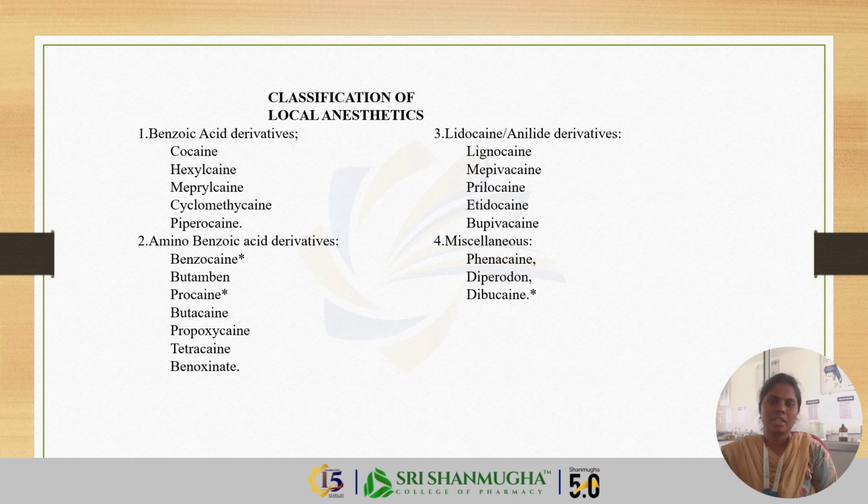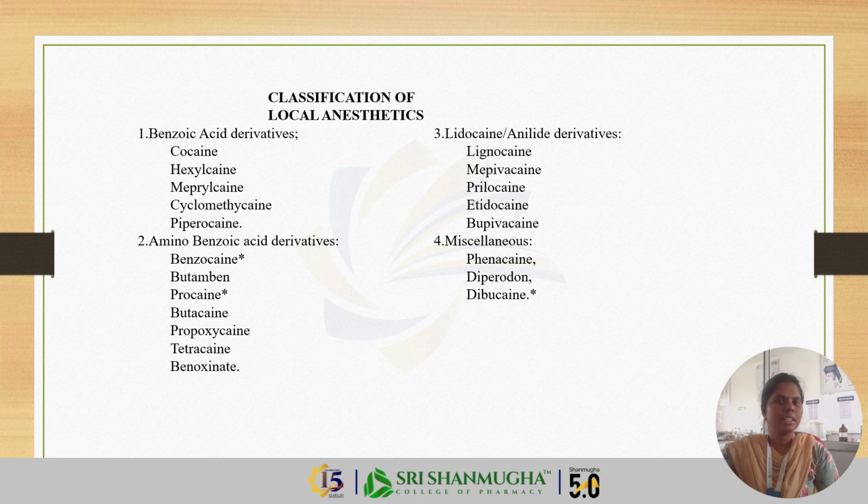Next is the classification of local anesthetics based on the derivatives. The first is benzoic acid derivatives, the second is aminobenzoic acid derivatives, the third is lidocaine or anilide derivatives, and the fourth is miscellaneous. Examples for benzoic acid derivatives include cocaine, hexylcaine, cyclomethycaine. The second type is aminobenzoic acid derivatives. Examples include benzocaine, butamben, procaine, butacaine, tetracaine.